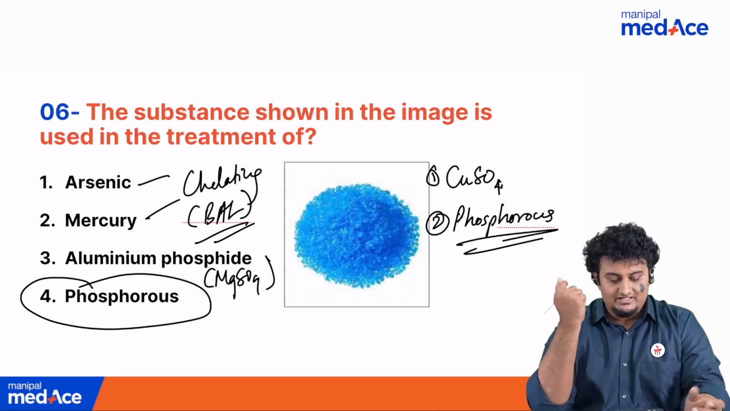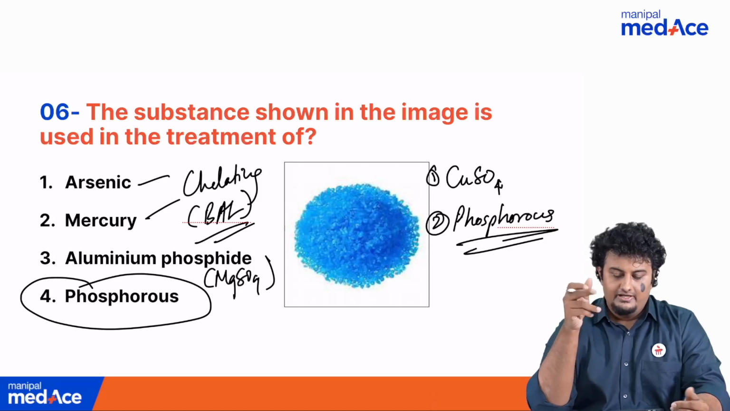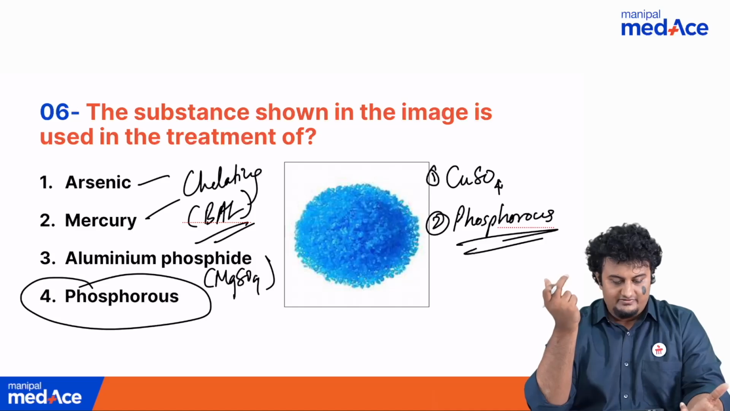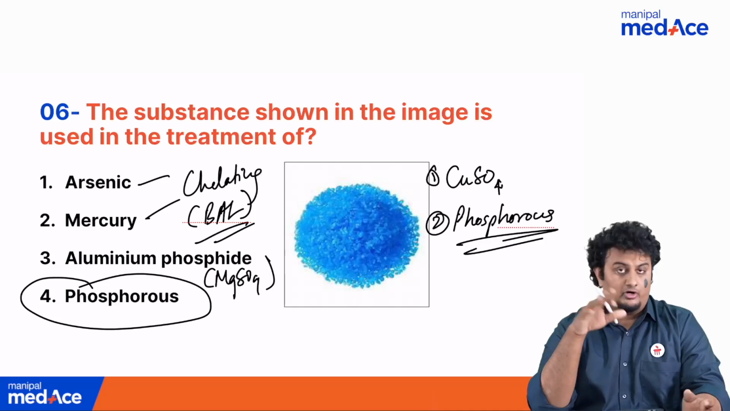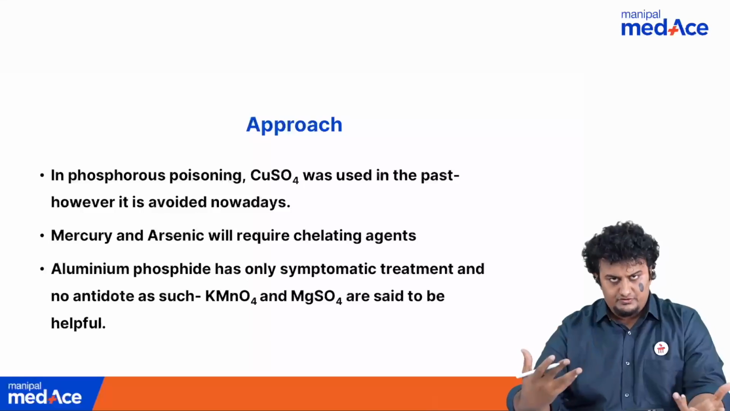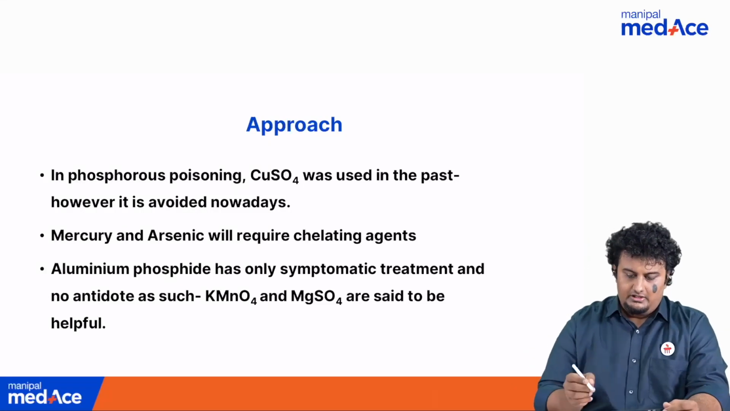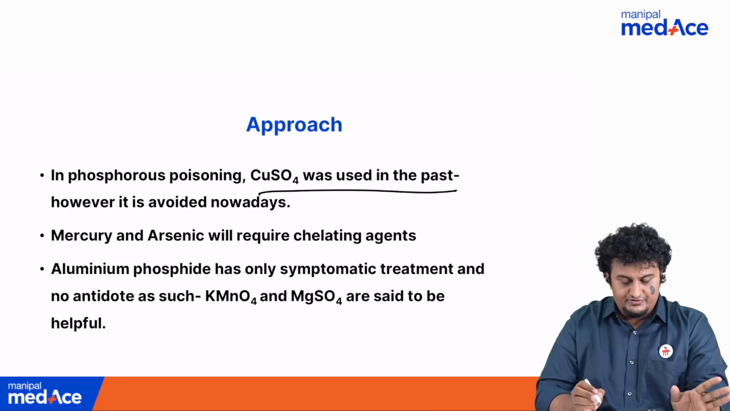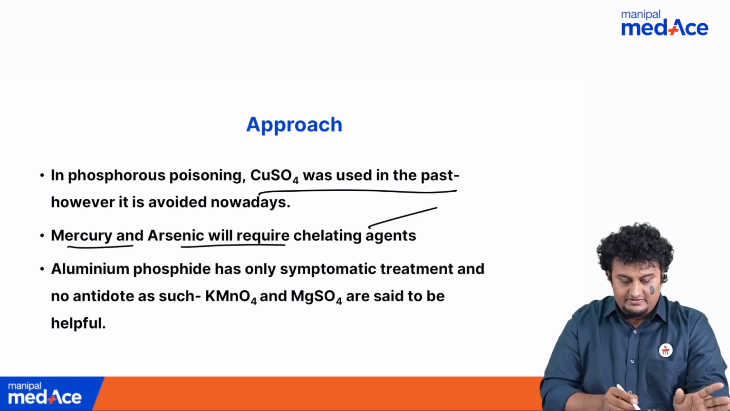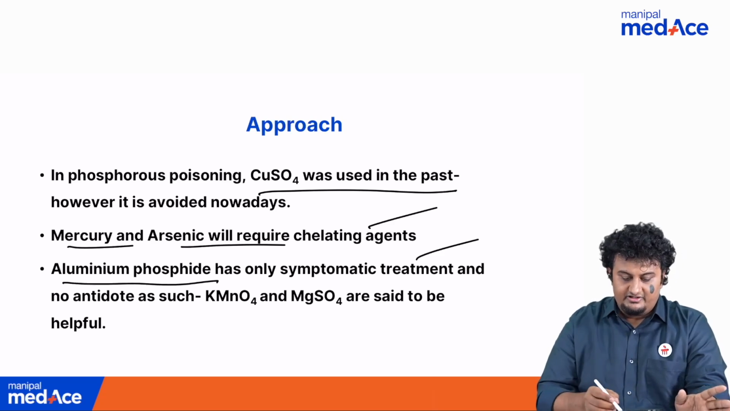Copper sulfate in itself is a poison, and they want to create the insoluble complex of cupric phosphide, and that itself also has its own problems in the body. So I don't know why they have given this question, but I'm not a fan of this question. However, the approach to this is quite straightforward. It was used in the past, it's not used anymore, right? Mercury and arsenic will require chelating agents, whereas ammonium phosphide, only symptomatic treatment, no such antidote.